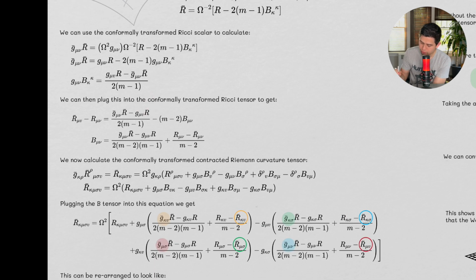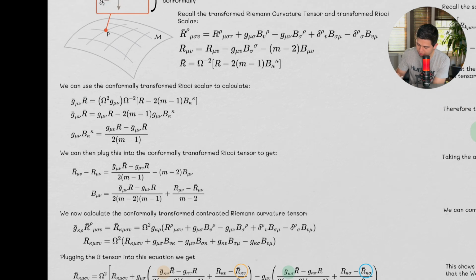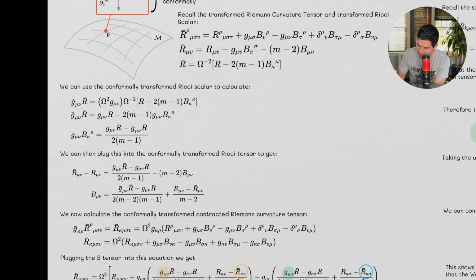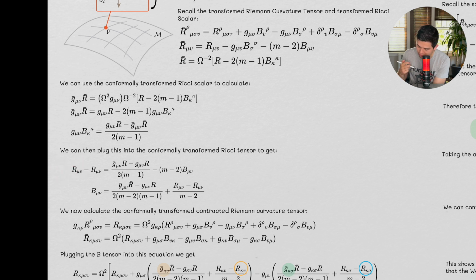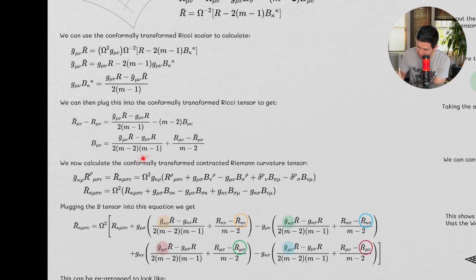We can then plug this into the conformally transformed Ricci tensor. So the conformally transformed Ricci tensor is this guy. We're taking this, we're subtracting this guy here, right? So we take this to this side, and we have this guy here, which is this guy right here, minus this here, and we get this in here. So we're just rearranging a few things, and when we rearrange those things, we get this equation here. This is another equation for the B tensors in terms of conformally transformed Ricci tensors and Ricci scalars. This is the Ricci scalar part, and this is the Ricci tensor part.